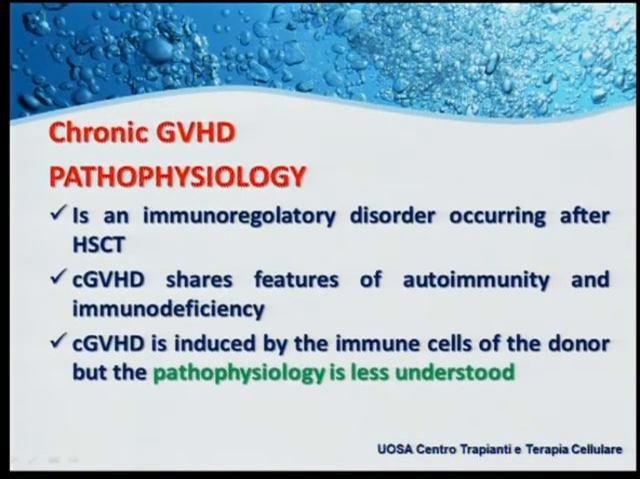Chronic GVHD is an immunoregulatory disorder that shares features common to autoimmunity and immunodeficiency. Chronic GVHD resembles a typical autoimmune disease such as Sjögren's syndrome or primary biliary cirrhosis. And its pathology is less well understood.